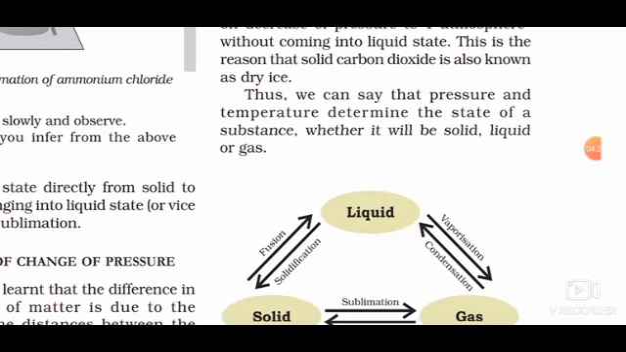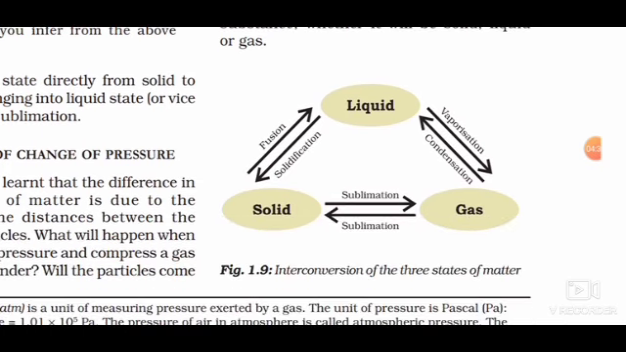Thus, we can say that pressure and temperature, please underline, determine the state of a substance, whether it will be solid, liquid or gas. Now this figure is very important. What can we know from this figure? Interconversion of 3 states of matter. You can see solid, liquid and gas and arrows. Above the arrows, words are written and those are processes. Let us go for the first part. Solid to liquid. Okay, see the arrow properly. Solid to liquid, which is fusion.